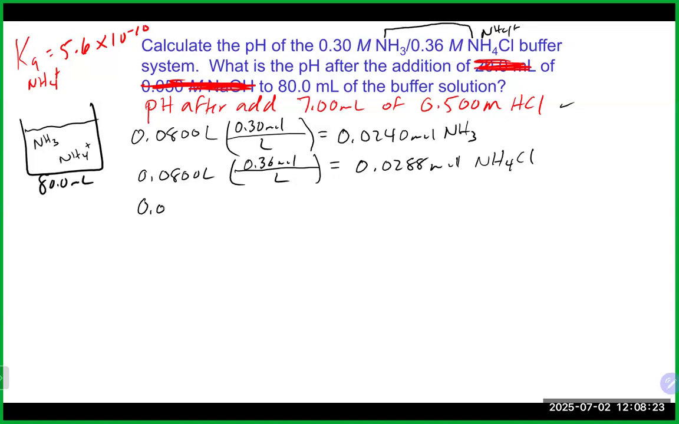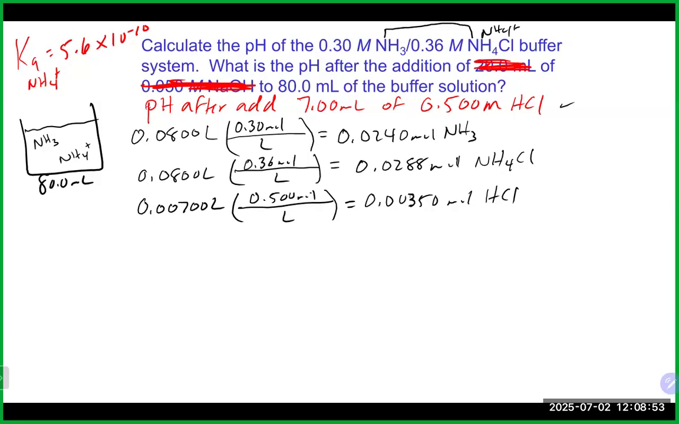And obviously, in this case, we're going to get our HCl moles. Again, dividing the volume by 1,000 gets us 0.007 liters times the molarity of 0.5 moles per liter. And that's going to get us 0.00350 moles of our HCl. Any questions on the calculations so far?